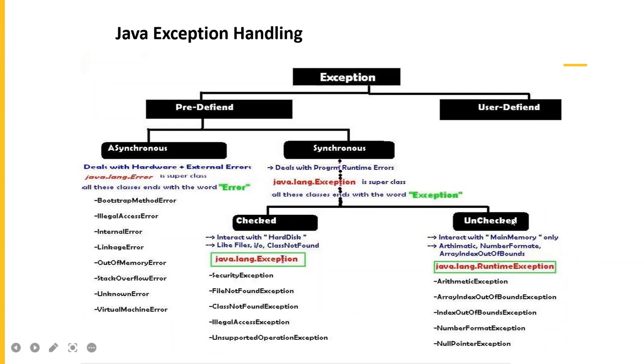So now, what are unchecked exceptions? The unchecked exceptions we will get at the time of running a program. So those types of exceptions are called what? Runtime exceptions, or you can say unchecked exceptions. Like what? Arithmetic exception, array index out of bound exception, index out of bound exception, number format exception, null pointer exception. These are all what type of exceptions? These are all unchecked exceptions, or you can say runtime exceptions.